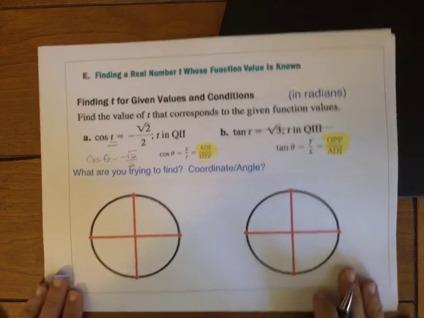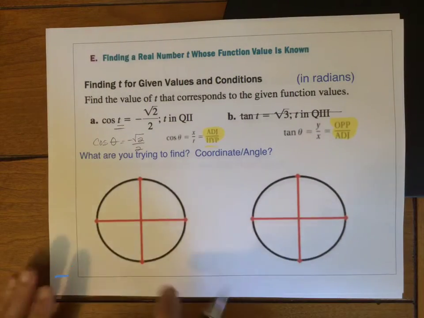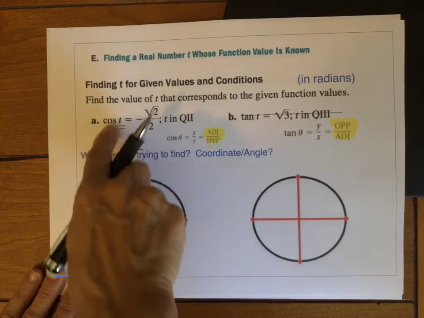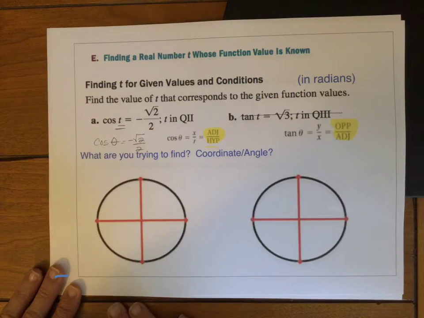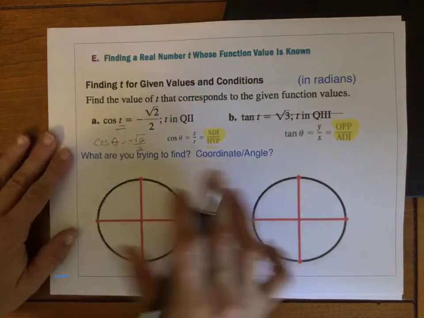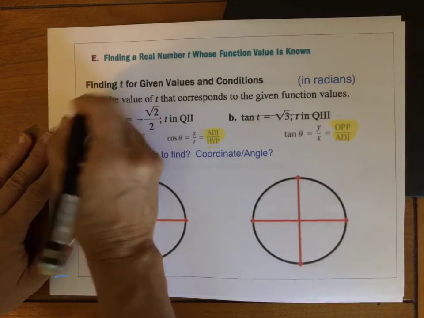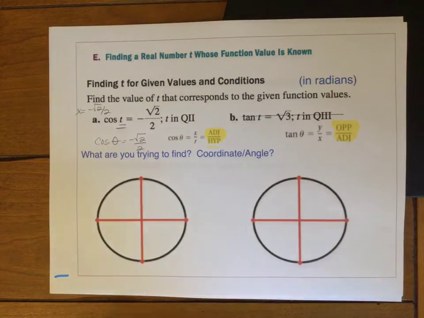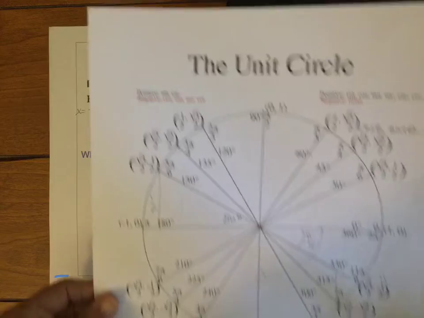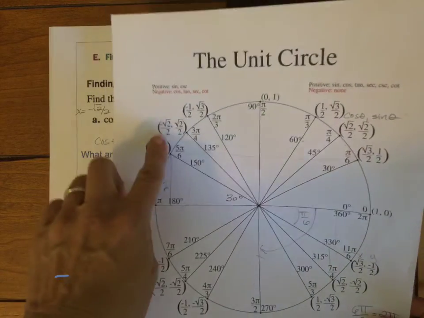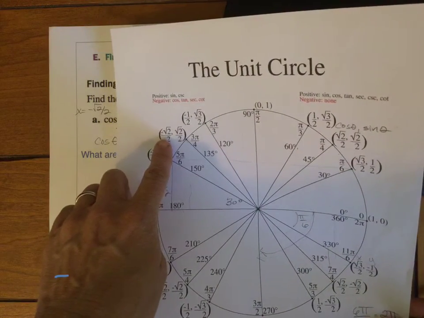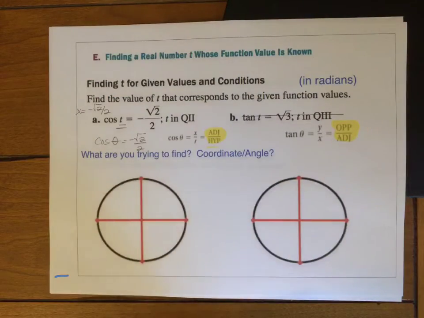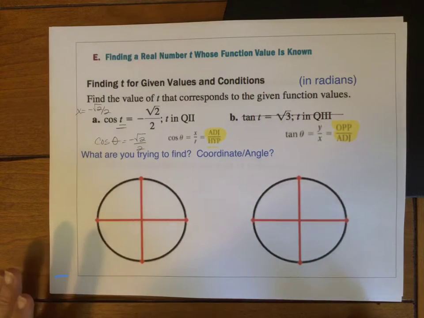There's only two places on the unit circle where x is negative: quadrant 2 and quadrant 3. And I know it's x because cosine is the same as x. So we're saying, where on the unit circle is x negative root 2 over 2? If you looked at your unit circle, you would see that cosine is here at 3 pi over 4, or 135 degrees.